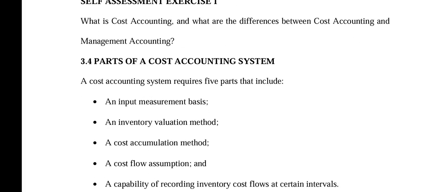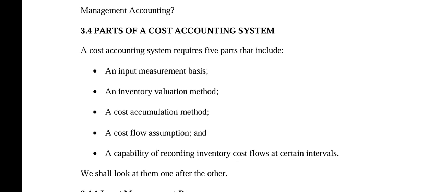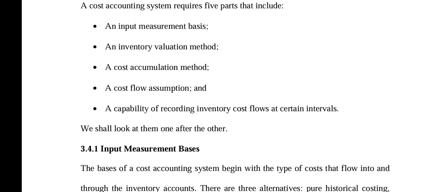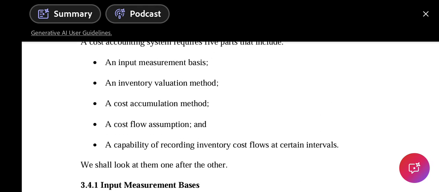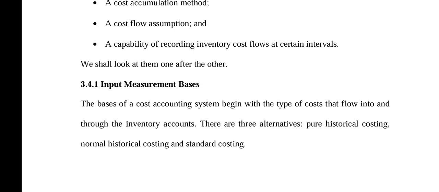Okay, let's go to parts of cost accounting system. So by parts of cost accounting system, we have five parts. We have the input measurement basis, the inventory valuation method, the cost accumulation method, cost flow assumption, and all of that. So let's see if we can take them one after the other. So we have the input measurement basis.